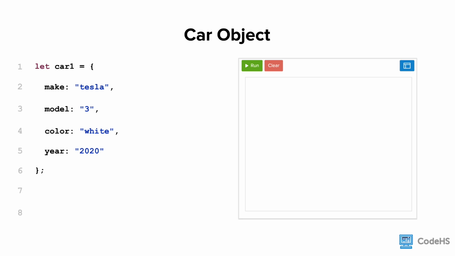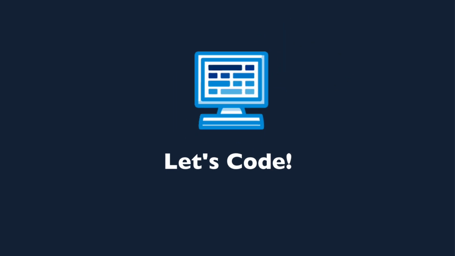One of the powerful aspects of storing information in an object is that if you want to know a value of a property, like the color of a car object, you don't need to know where the information is kept, like you would with an array, but just what the property is called, color. For example, with this car object, if we add console.log car1.color and run the program, we'll get white. Let's hop over to the editor to see an example in action.